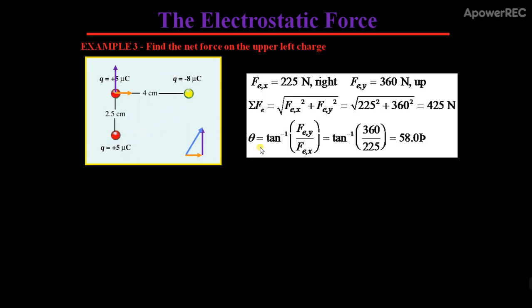Now let us go for Fe equal to 225 newtons to the right, and Fey is nothing but in the y direction, and this is in the x direction. This is y and this is x. In these two directions we find it by using the formula Fe = k q1 q2 by r square. And finally the Fe total we find by the Pythagoras theorem, that is AC square is equal to AB square plus BC square.